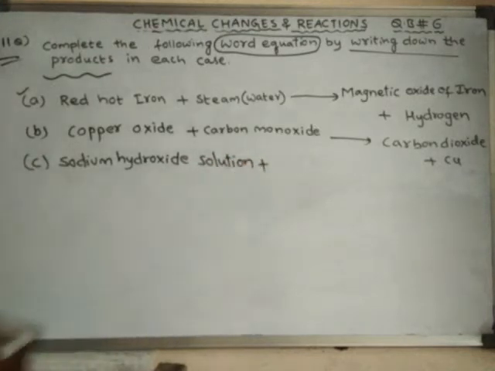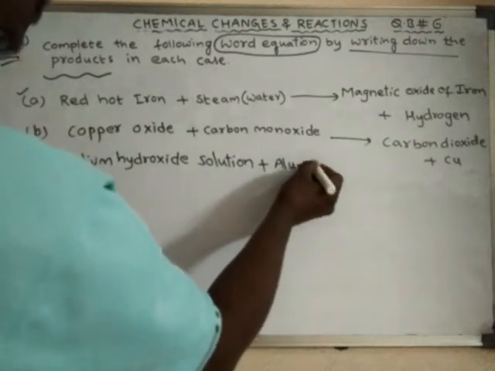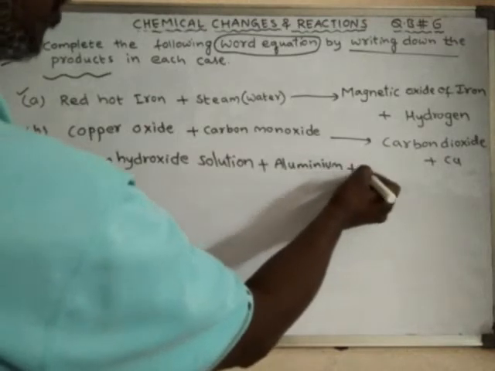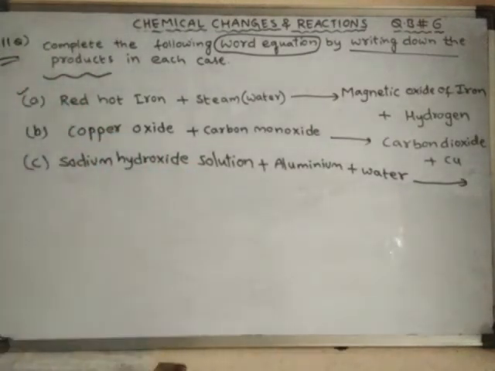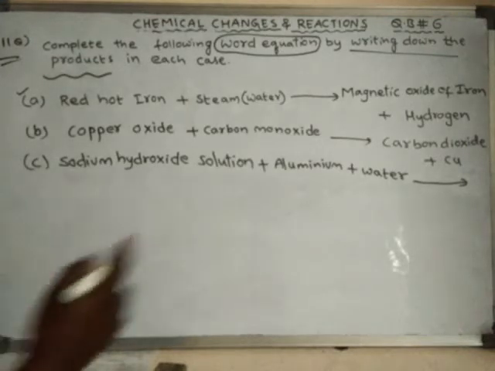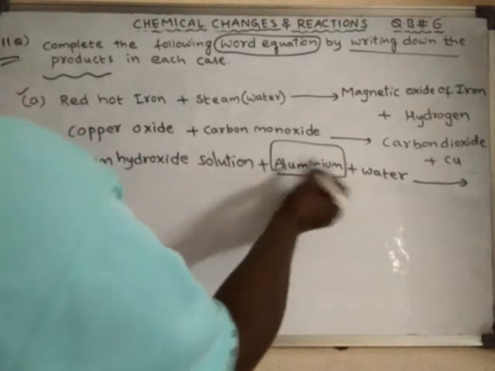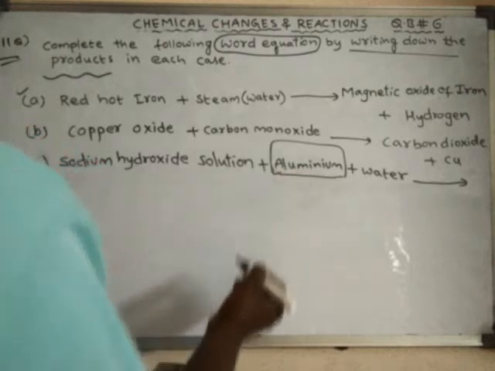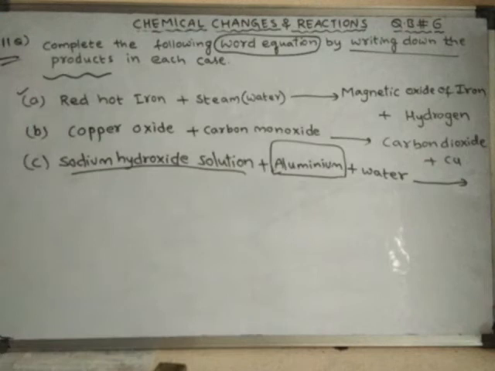Sodium hydroxide solution plus aluminum plus water. So what happens when these are mixed? Sodium hydroxide solution plus aluminum plus water. Remember that aluminum is a metal. Aluminum metal can react with a base. Sodium hydroxide solution is a base. Only very few metals can react with bases.